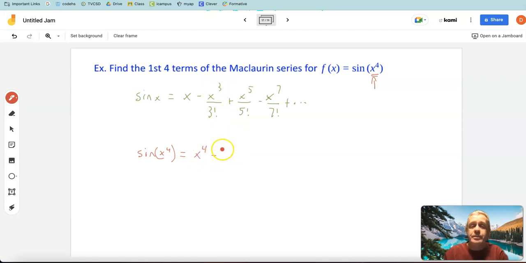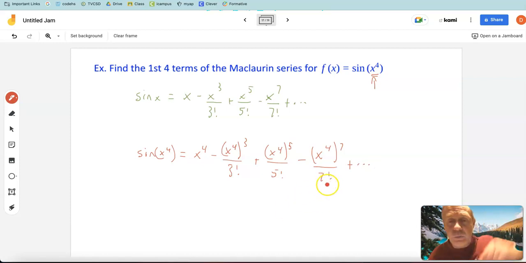Into the second term, the second non-zero term, I should say, that would be x to the fourth all cubed over 3 factorial. And then into the third term here, we would have x to the fourth, that whole thing to the fifth power over 5 factorial. And then minus, plug in x to the fourth into the fourth term here, we would have x to the fourth to the seventh power all over 7 factorial. And like that, voila, we have our first 4 terms of the Maclaurin series for f of x equals sine of x to the fourth.